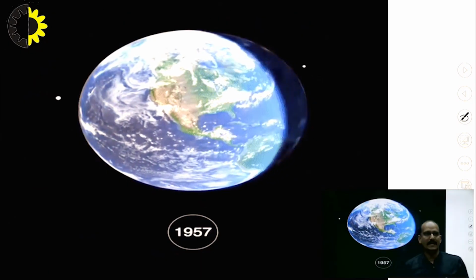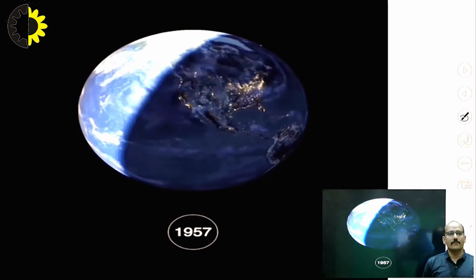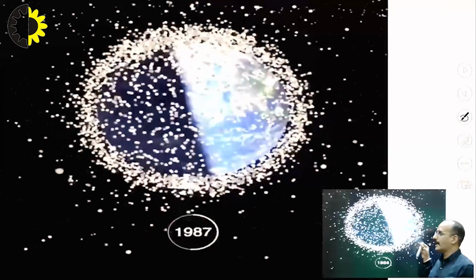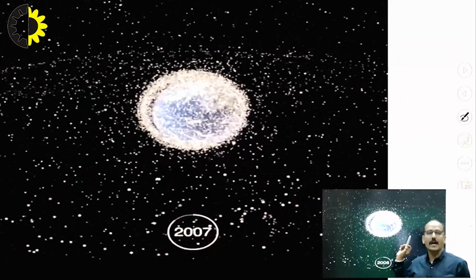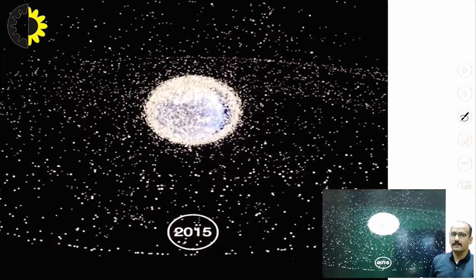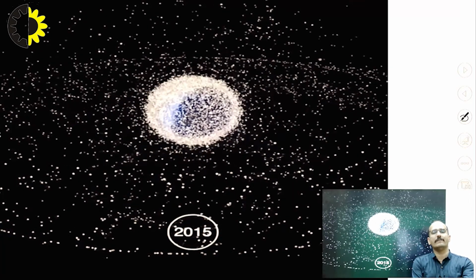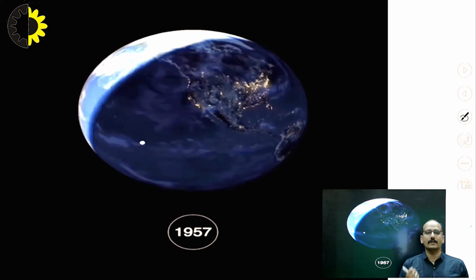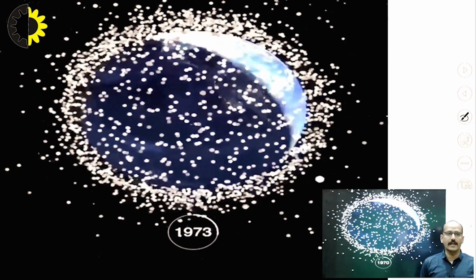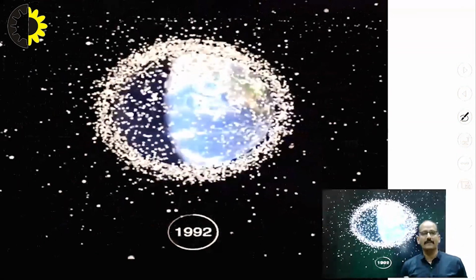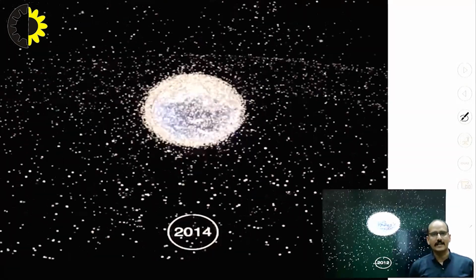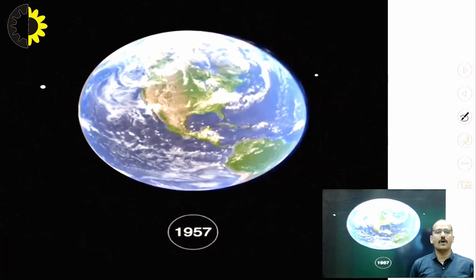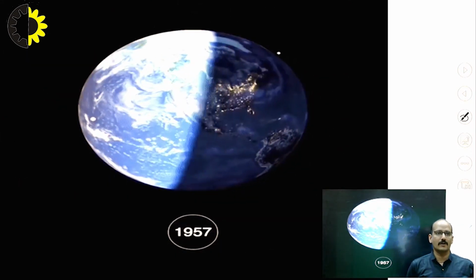Actually, this is about space debris. When you are launching any satellite into space, it creates an outer structure in the outer atmosphere, and there is no procedure for taking the satellites back to Earth after their utilization or after the satellite life is over.